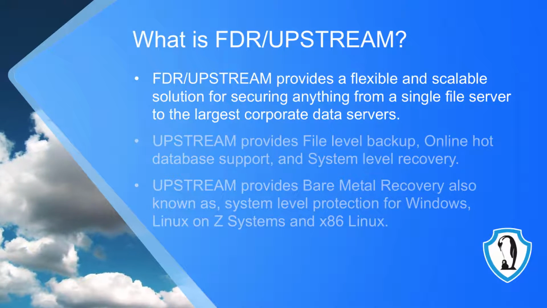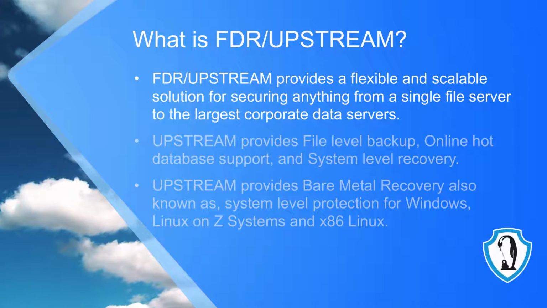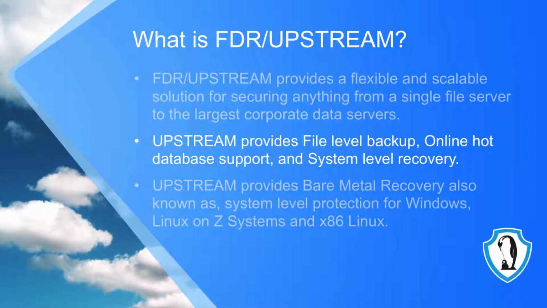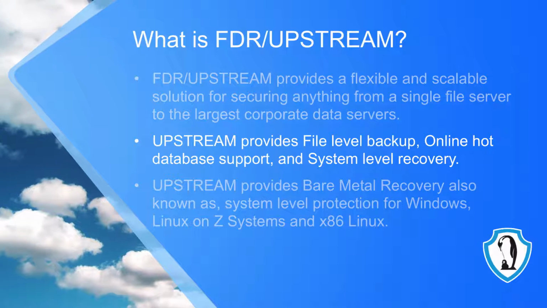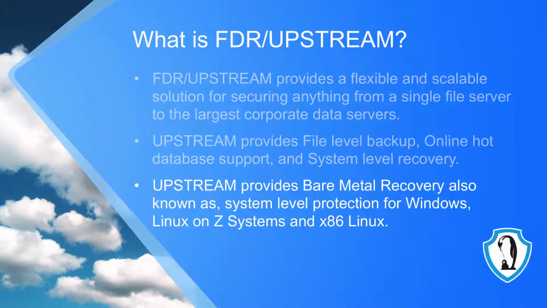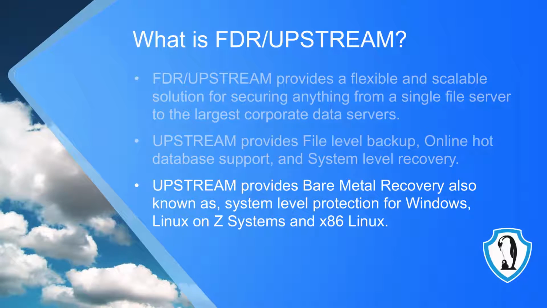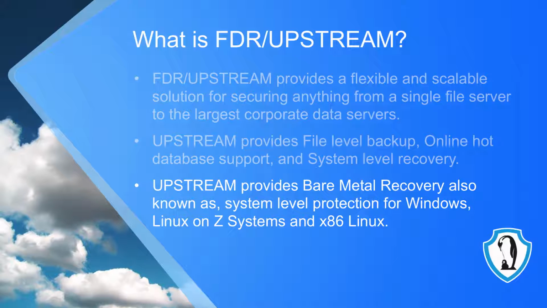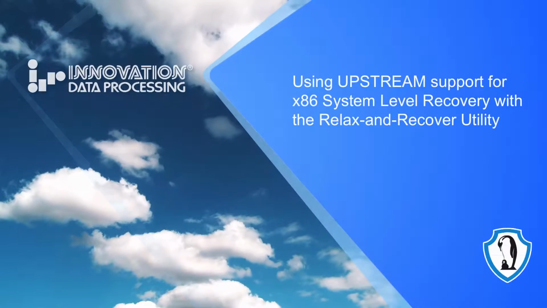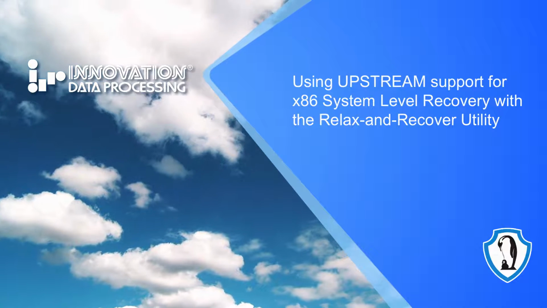Upstream provides a flexible and scalable data protection solution for securing anything from a single file server to the largest corporate data servers. Upstream provides file-level backup, online hot database support, and system-level recovery. Upstream provides bare metal recovery, also known as system-level protection, for Windows, Linux on System Z with Upstream Rescuer, and x86 Linux with Relax and Recover, a free open source utility. Today we'll be talking about the x86 Linux system level recovery.